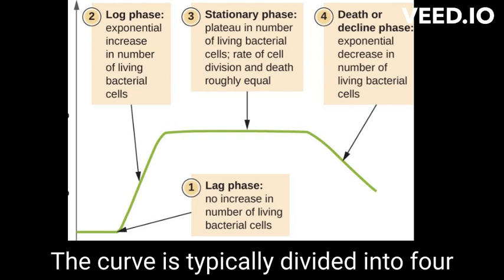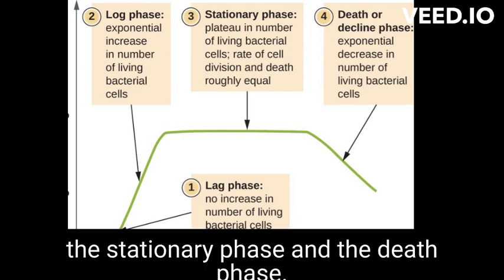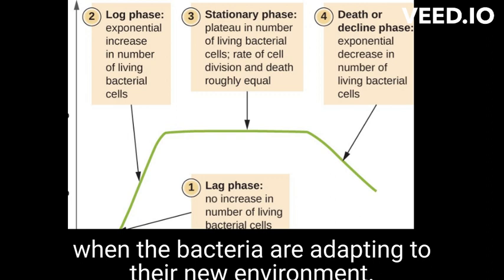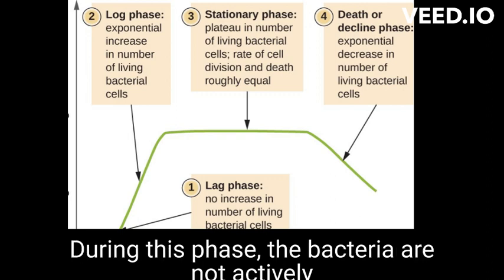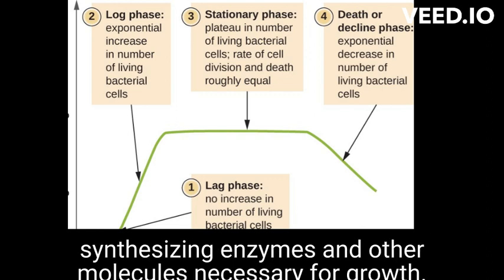The curve is typically divided into 4 phases: the lag phase, the log phase, the stationary phase, and the death phase. 1. The lag phase is the initial period of time when the bacteria are adapting to their new environment. During this phase, the bacteria are not actively growing, but they are preparing to grow by synthesizing enzymes and other molecules necessary for growth.